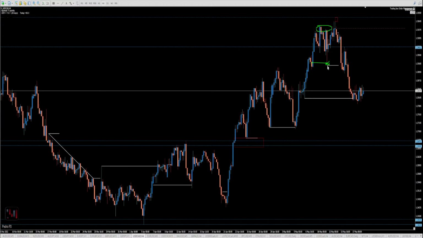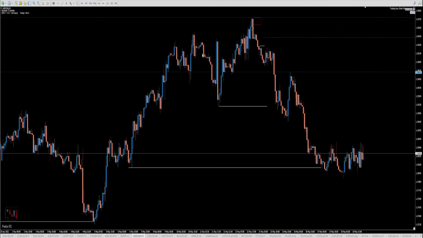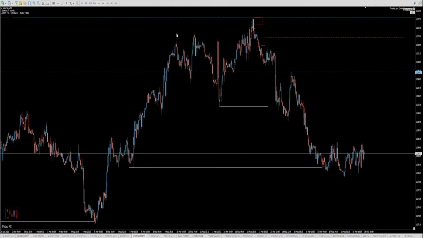This level is no longer important. Basically, this demand has been touched. We have this compression in here, and let me go down to the lower time frame to have a better look at this level. Again, you see all this accumulation of these highs in here. You have this strong compression in there. Price took the orders from here.